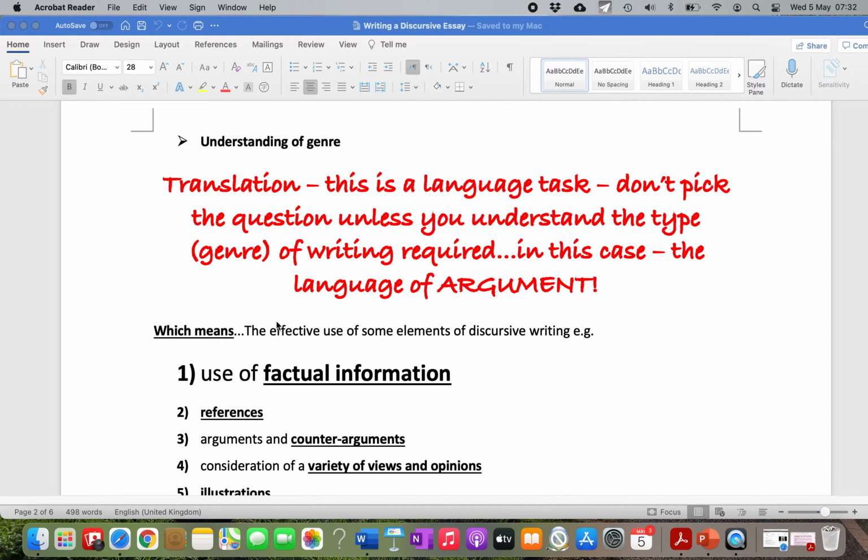But then, the big aspect of purpose where people go wrong is they don't display an understanding of genre. Don't forget, there are 5 genres of language prescribed for study for the Leaving Cert: argument, persuasion, information, narrative, and aesthetic. And what the marking scheme is saying to the examiner is, look, this is a language task. If this kid has picked this question, but they don't display an understanding of this genre of writing, they can't score well. It's not purposeful. So in this case, this is the language of argument. And what does that mean?